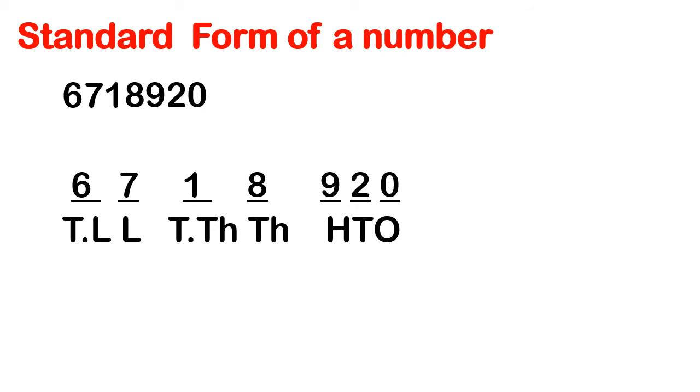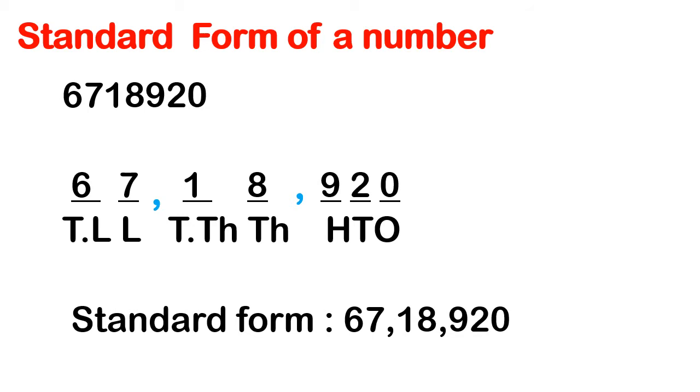Now we have to divide this number into three groups: lakhs group, thousand group and hundred, tens, ones group. After that we have to put a comma in between thousand group and hundred, tens, ones group. Then next we have to put a comma in between lakhs group and thousand group. So now we got the answer. Standard form is equal to 67 lakhs 18,920.